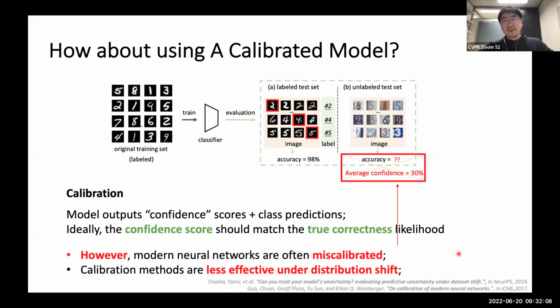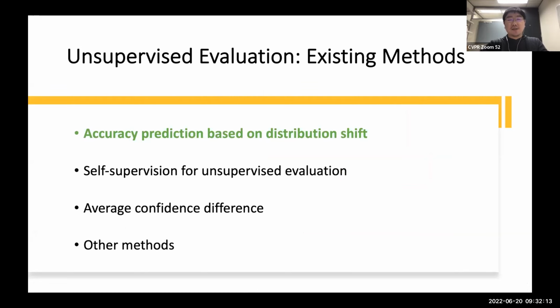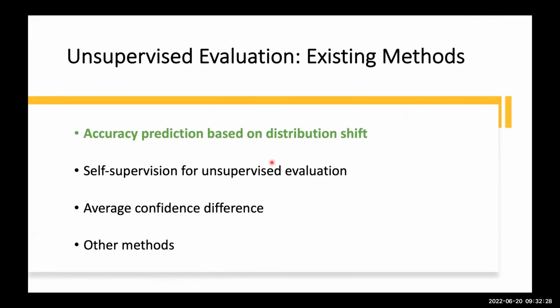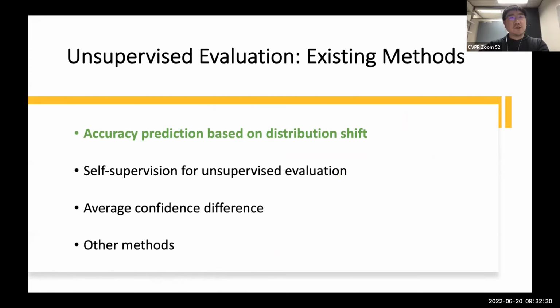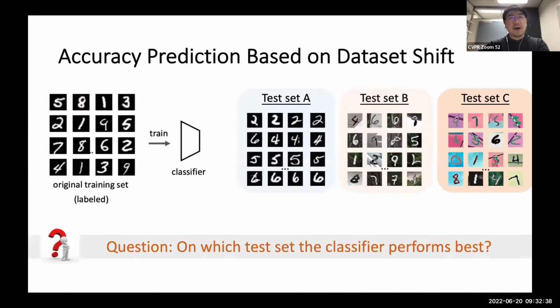Now let's talk about other solutions. In my talk, I'm going to give you some overview of what the community has been doing on this problem. A very intuitive solution I'm going to talk about is to predict the model's accuracy based on distribution shift. Let us look at the example. We've got a training set and a classifier trained on this training set.